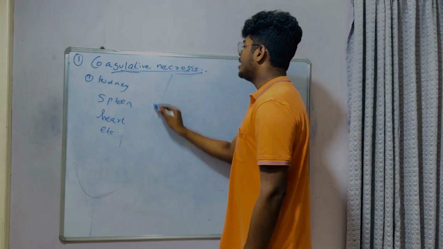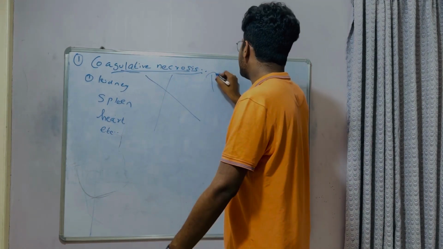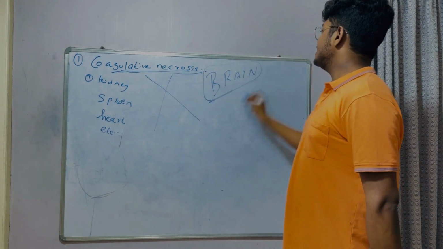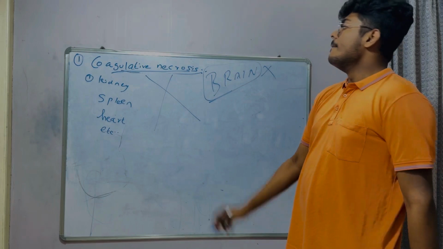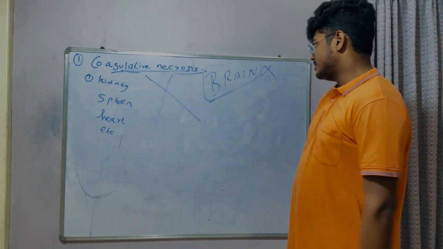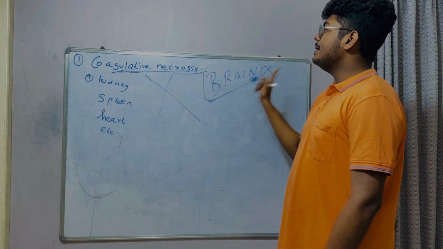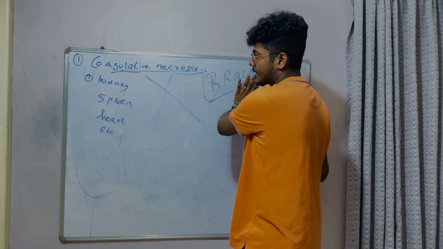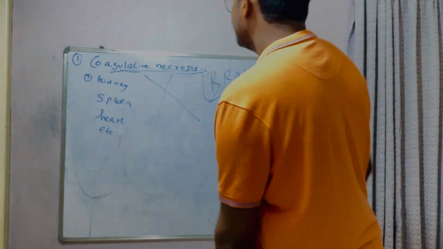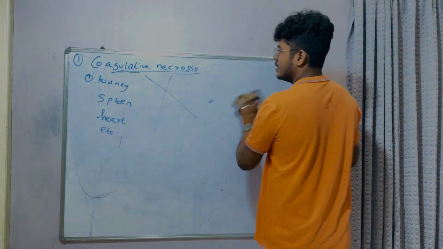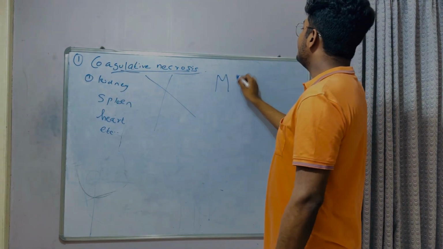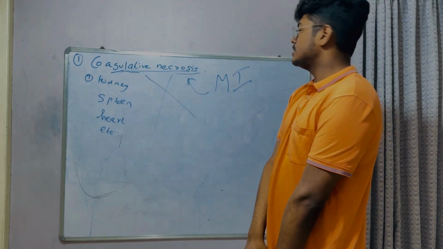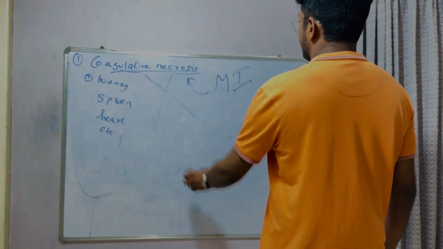It is not found in brain. This is a very important point. Coagulative necrosis is not found in brain. But in brain we have liquefactive necrosis. In brain only we have liquefactive necrosis, and coagulative necrosis is absent in brain. Now, myocardial infarction is what? It is coagulative necrosis.